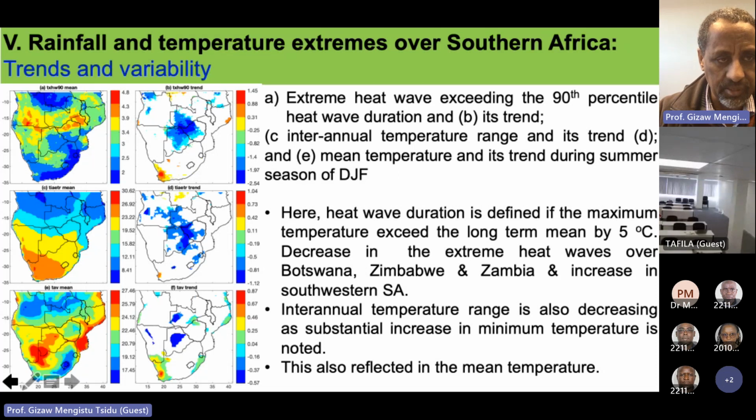But I'm just presenting these two cases for Southern Africa because this research was initiated by the fact that there was some increase in frequency of extreme events in the last few years. That's why this research was initiated. Otherwise, there are so many other indexes that you can analyze to really get what's happening on the ground in the region.